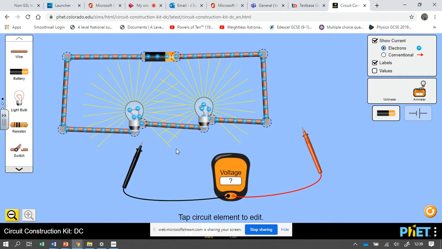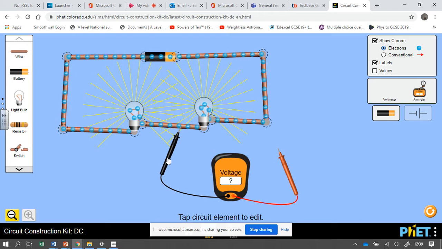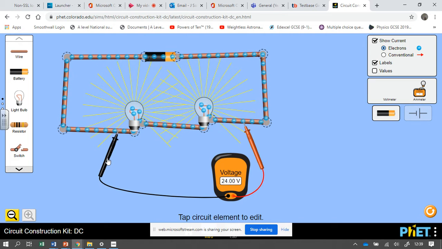Okay, so the question I would ask is, how many volts is that taking and how many volts is that taking? They're both identical lamps, and I will tell you the answer is they will be taking 12 volts each. So if I measure the voltage across this lamp, you can see it's 12 volts. If I measure the voltage across this lamp, it is 12 volts. They are both identical lamps. And so what is the voltage that both of them are taking? They are taking 24 volts in total.